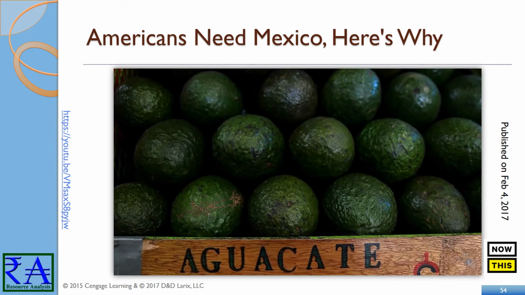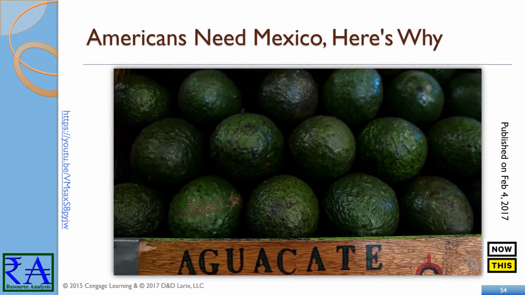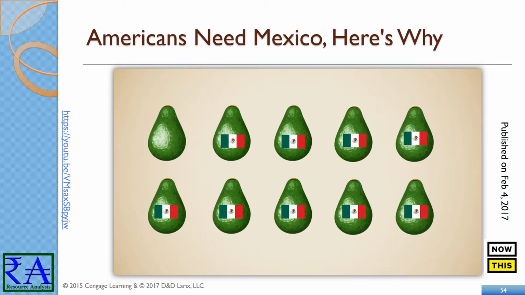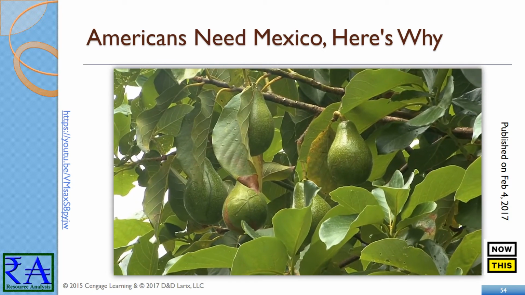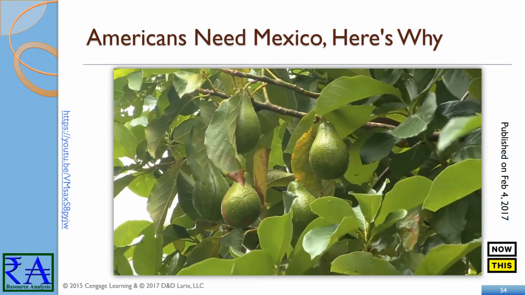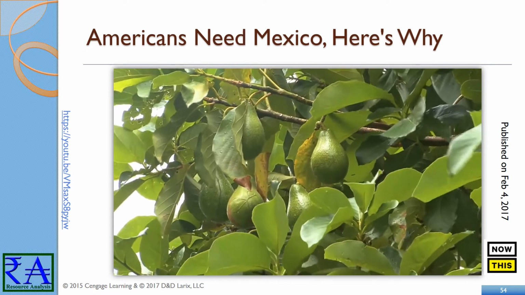Most avocados, for example, don't come from the United States. About 2/3 of avocados are imported, and 90% of those come from Mexico. It's unlikely that US producers would be able to match the output of Mexican farms, at least not at first, as a newly planted avocado tree takes about 4 to 5 years to bear fruit.